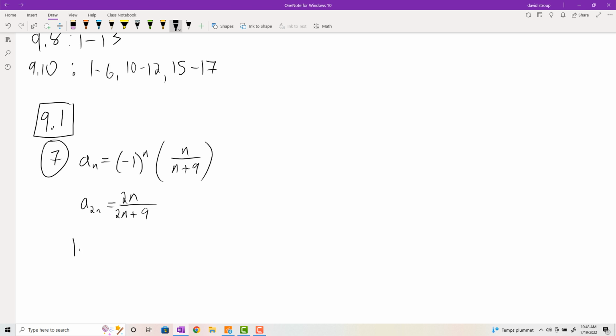So the limit here of the evens, as n goes to infinity here, is basically the limit of 2n all over 2n plus 9. And of course, if you just circle the high degree terms and take the limit of that, you would get 1.